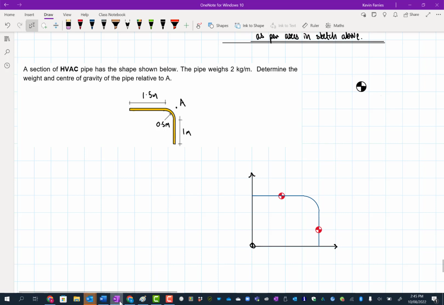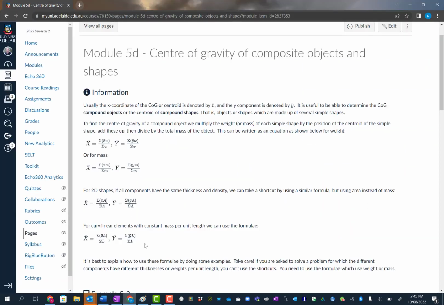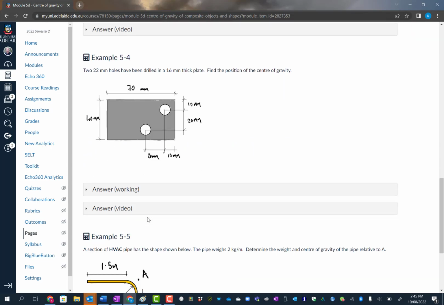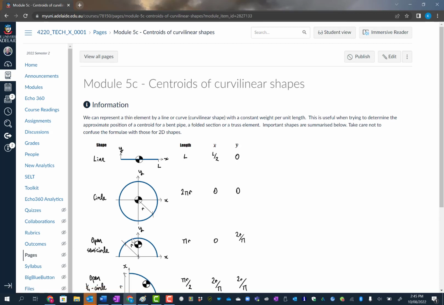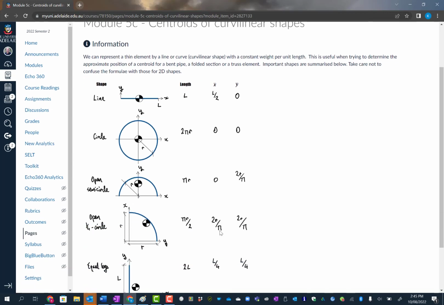So let me go back to those formulae. I think it's something like 2r upon pi. So let's have a look. It is 2r upon pi. Okay, so we've got a quarter circle, and the centroid is 2r upon pi. Pi r upon 2 is the length of that line. We're going to need that because the question asked us to figure out the weight as well. That makes sense. 2 pi r is the perimeter of a circle, so a quarter must be pi r upon 2.